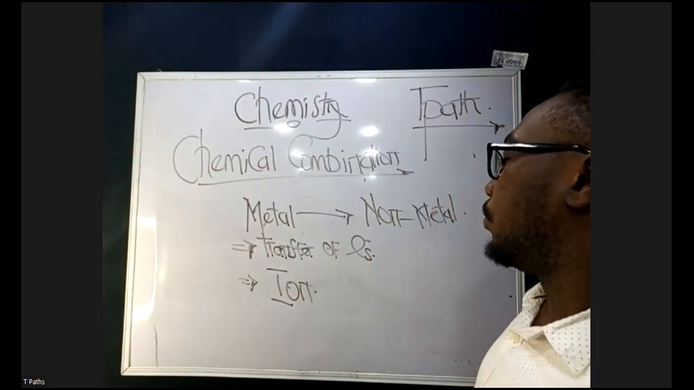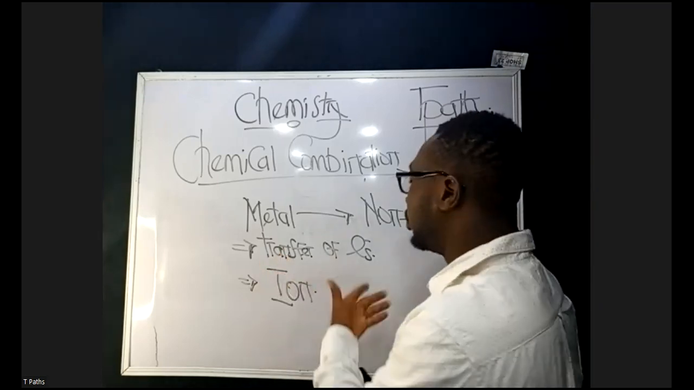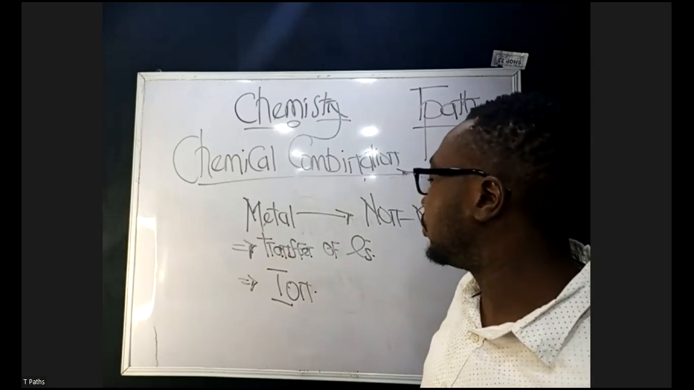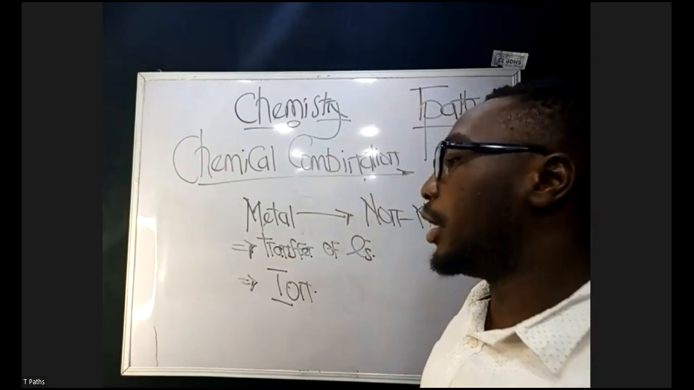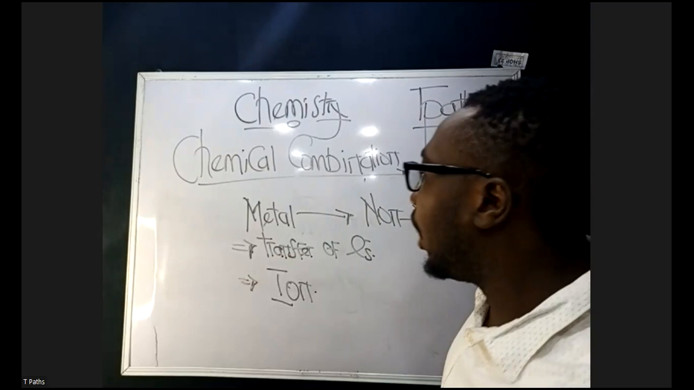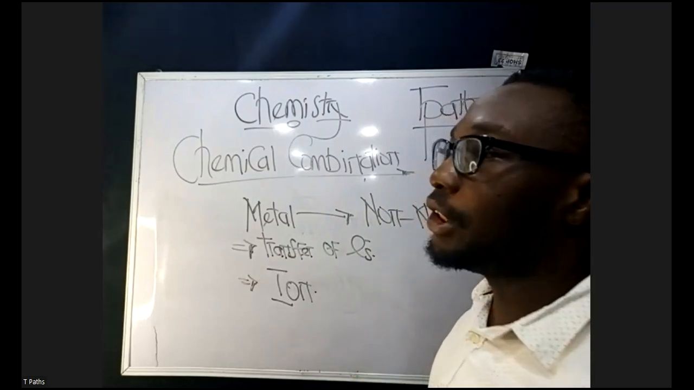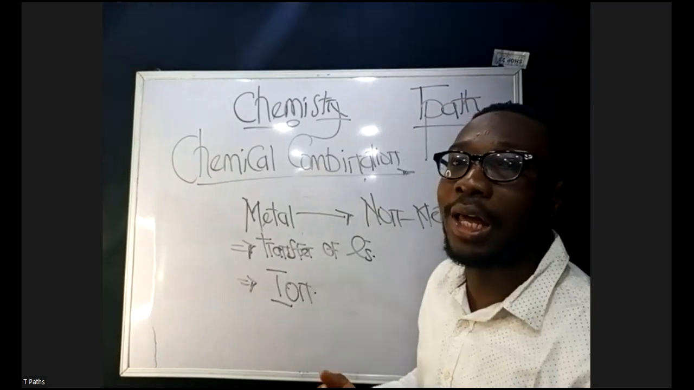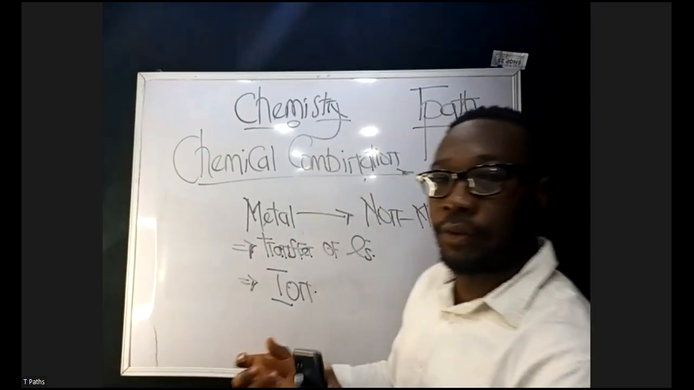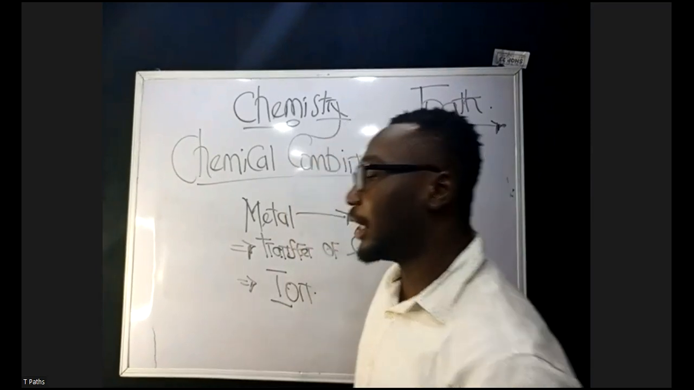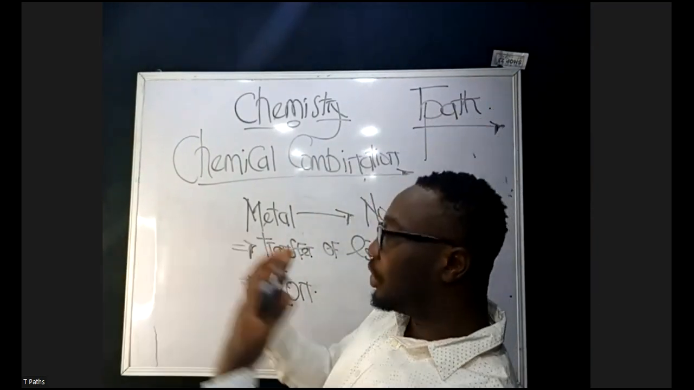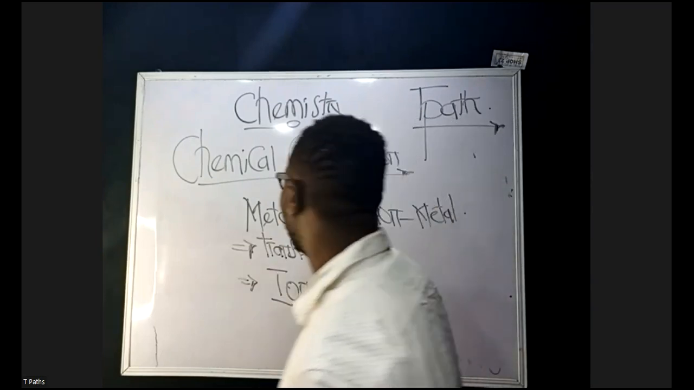So now, the transfer of electrons is from a metal to a non-metal. Let us ask ourselves, what is the ion that is formed here? The ions we're talking about are formed from the metal and the non-metal. When the metal loses an electron, it becomes what we call a cation, a positively charged ion. That is called a cation. While a non-metal, when it accepts this electron, it becomes an anion.